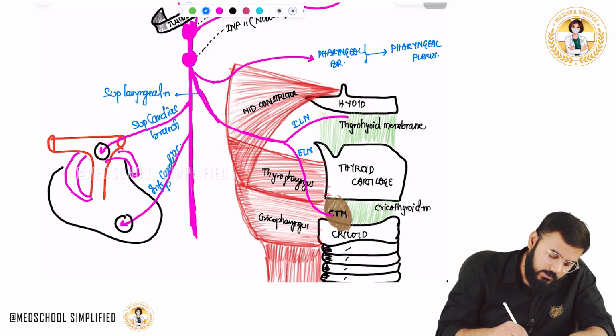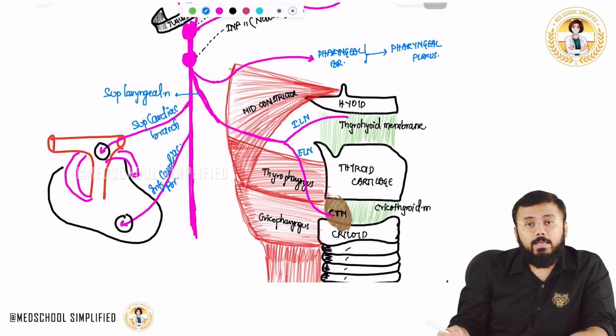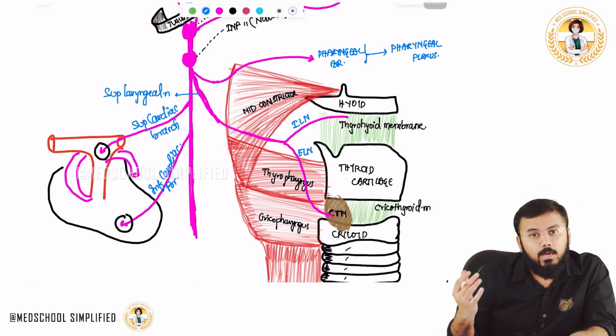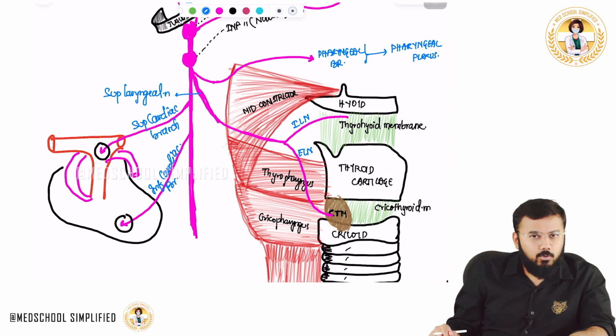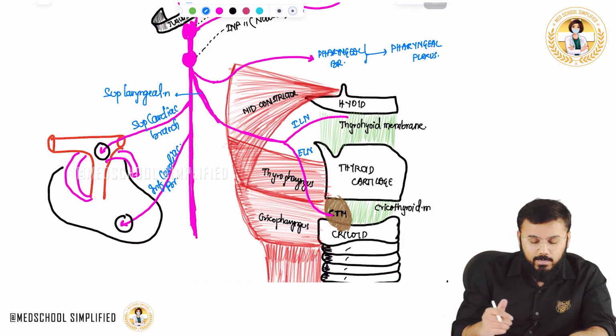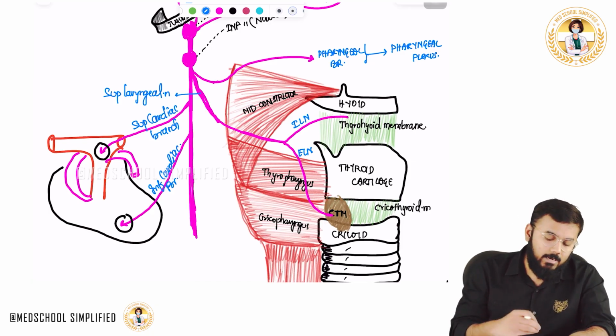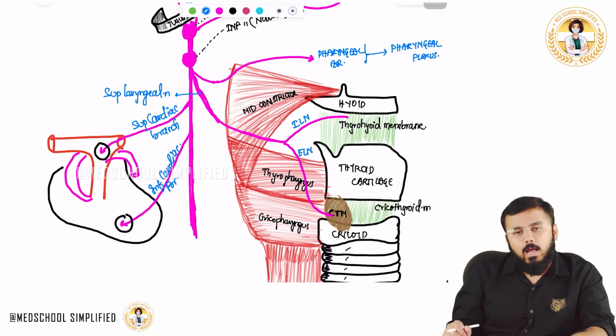Why do we need this? Do cardiac branches stimulate the heart or inhibit the heart? They inhibit the heart. Why? Because the vagus nerve inhibits the heart, you know this thing, right? So the superior and inferior cardiac branches send inhibitory impulses and inhibit the heart.